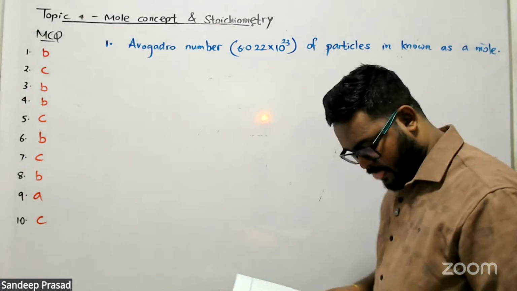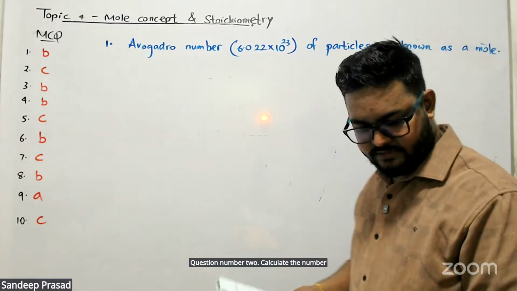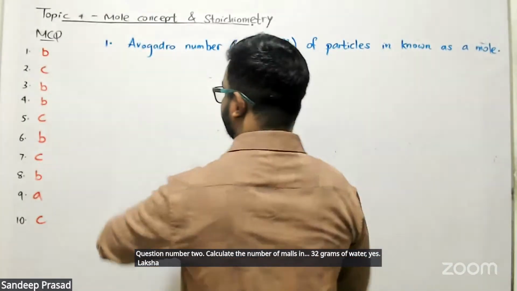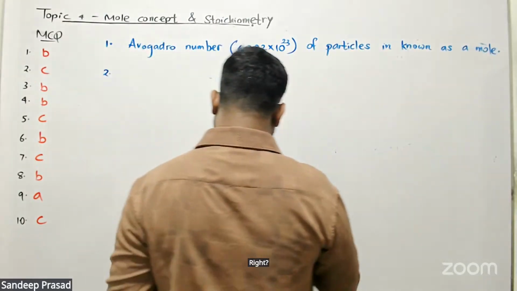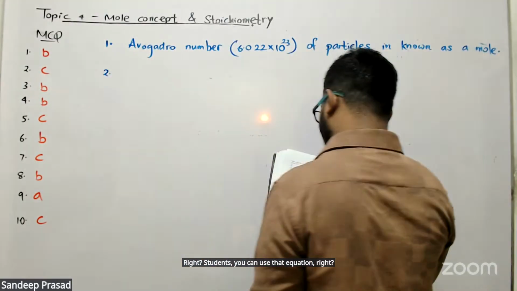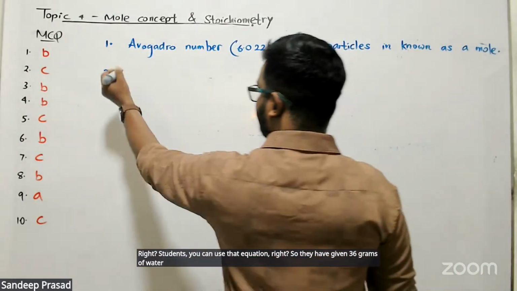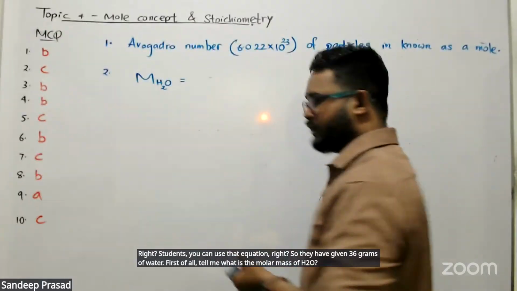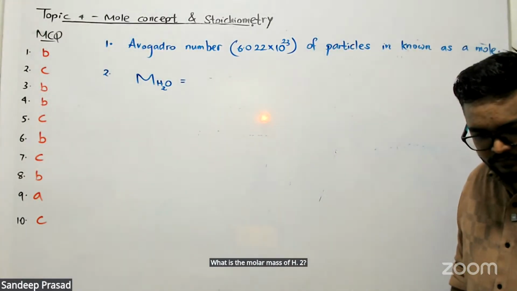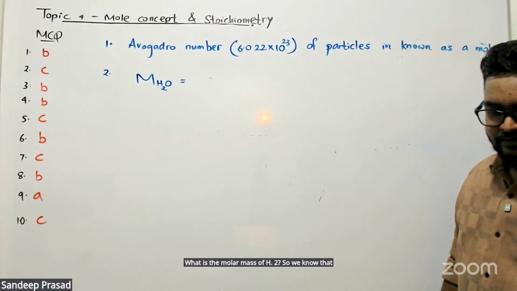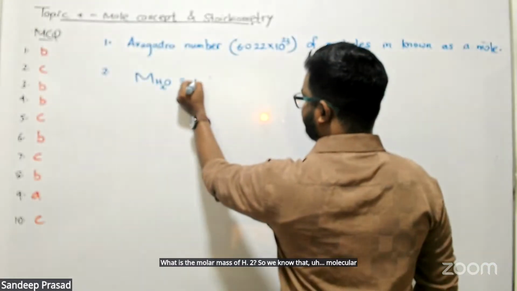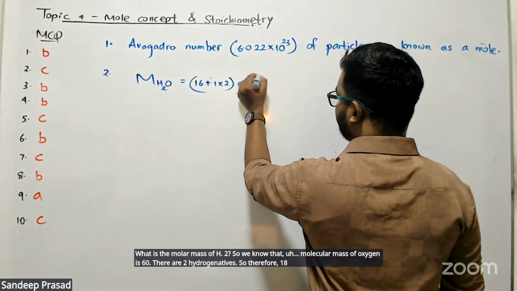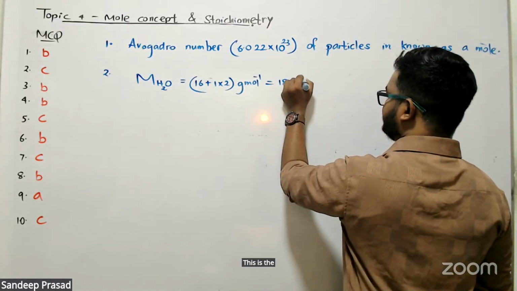Question number 2, calculate the number of moles in 36 grams of water. Yes, you are correct, right? Students, you can use that equation. So they have given 36 grams of water. First of all, tell me what is the molar mass of H2O? We know that the atomic mass of oxygen is 16, and there are 2 hydrogen atoms. So therefore 18 grams per mole. This is the molar mass.